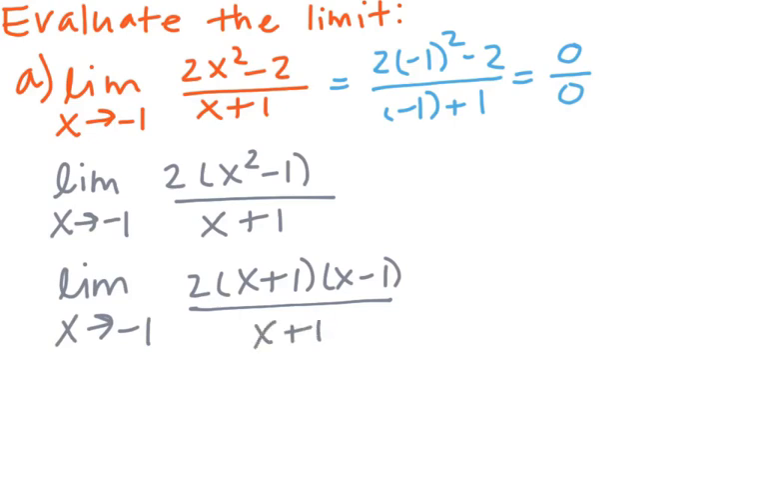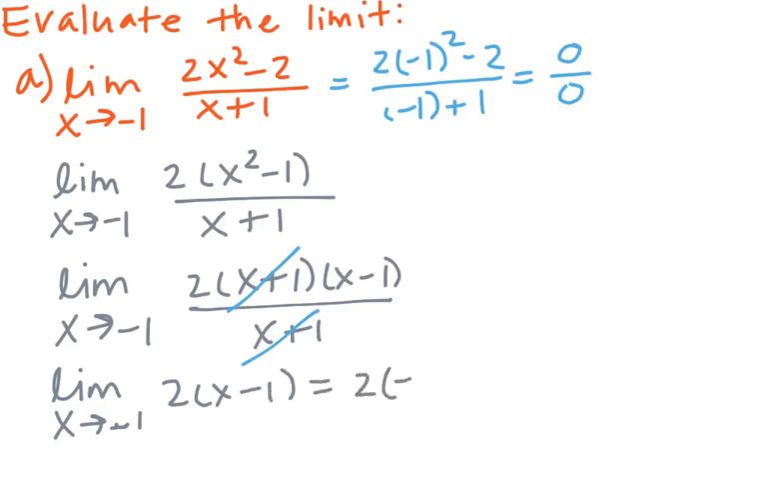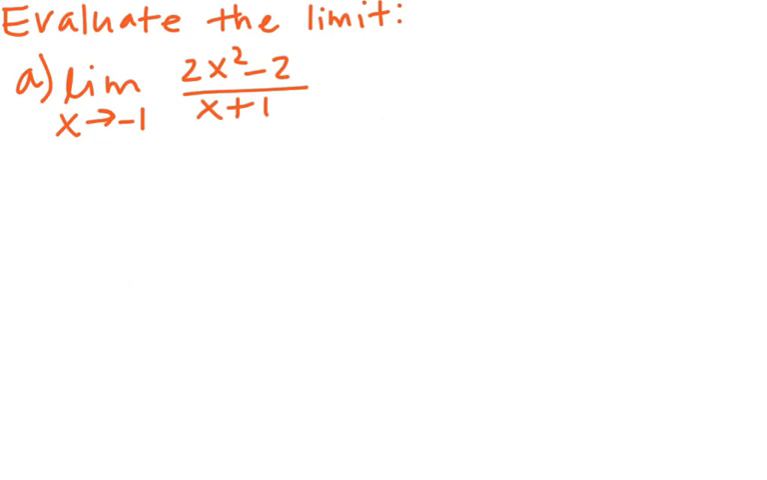Okay, and then we were able to cancel out those factors and we were left with the limit as x approaches -1 of 2 times x minus 1, which if we substitute in would give us 2 times -2, which is -4. Okay, so this is how we did this particular problem prior to L'Hopital's rule. So how do we do it with L'Hopital's rule?